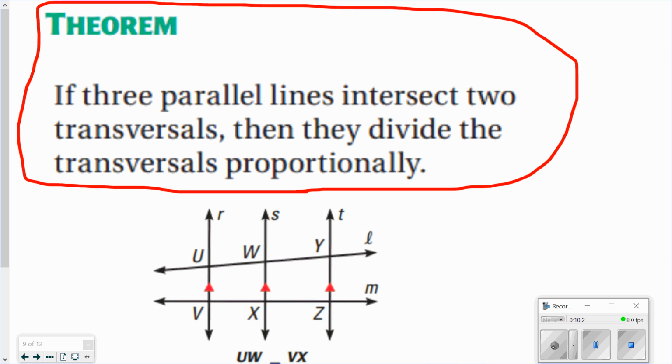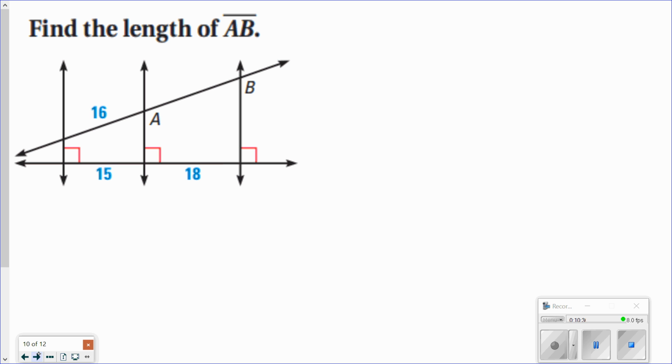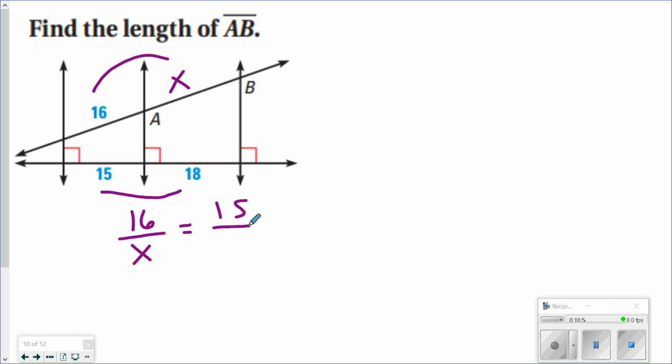Our next theorem: if 3 parallel lines intersect 2 transversals, then they divide the transversals proportionally. So here we want to find the length of AB. So I'm going to call AB here x. And so I'm going to set this up just like I did with my other problems. So I'm going to look at the triangle here, set up my ratio, and that would be 16 over x. That is equal to, I'll look at my triangle here, and I have 15 over 18.